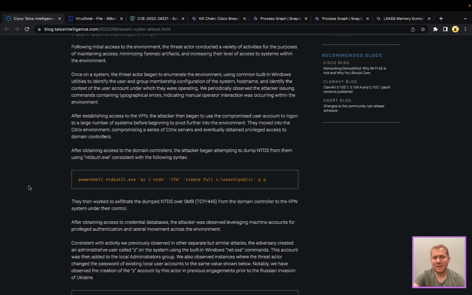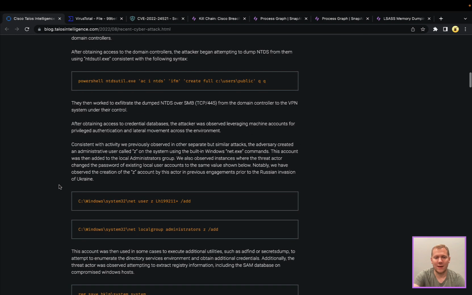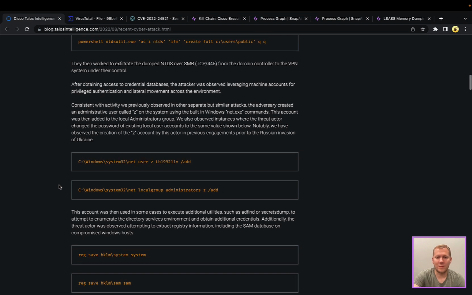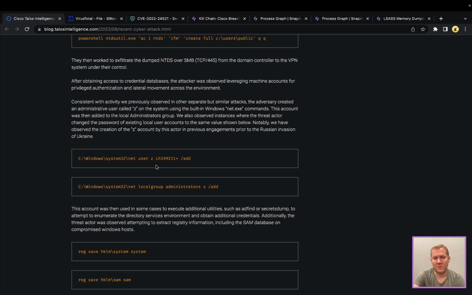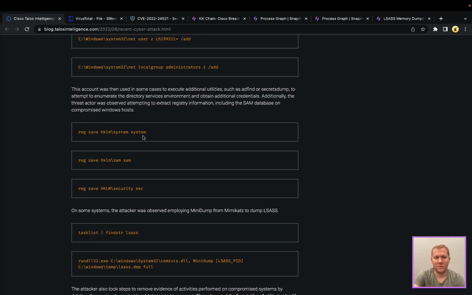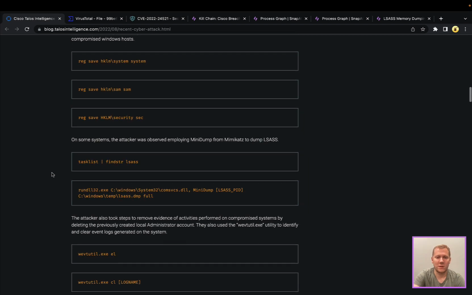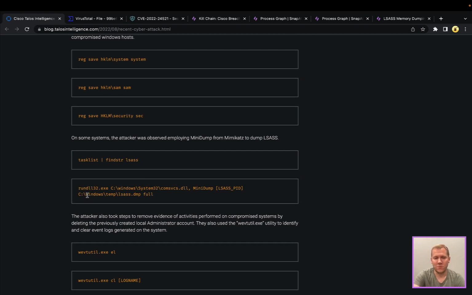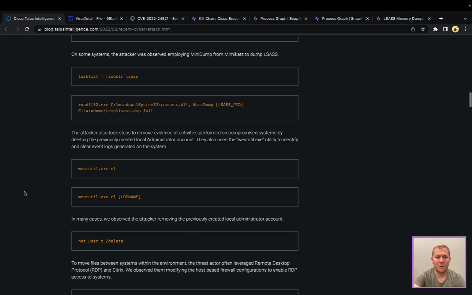Some of the things that they did: they got to the domain controller. They used ntdsutil to dump that file and exfiltrate it, so they have all the domain accounts and credentials. They were creating local administrators, so this was the user Z with the password. Obvious things like dumping the SYSTEM, SAM, and SECURITY hives from the registry on a local machine, using built-in tools. So again, living off the land here, using an LSASS minidump to dump LSASS from memory.